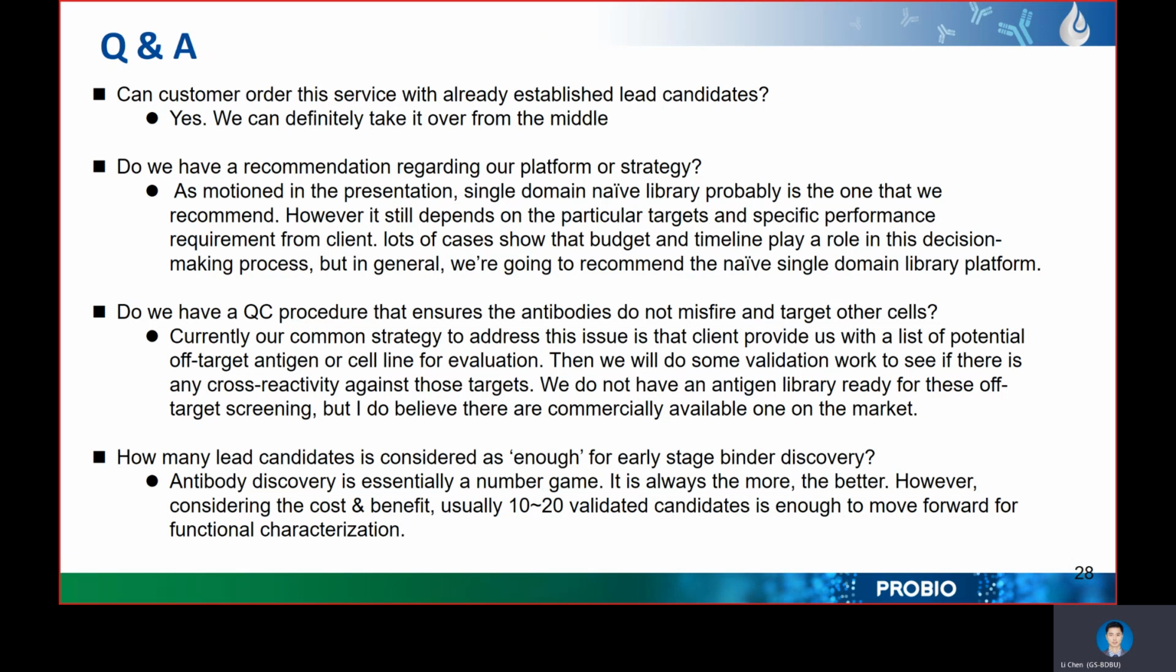The last sample question is, how many lead candidates is considered as enough for early stage binder discovery? Antibody discovery is essentially a number game. It is always the more, the better. However, considering the cost and the benefits, usually 10 to 20 validated candidates is enough to move forward for functional characterizations. Okay, now let's take your questions.